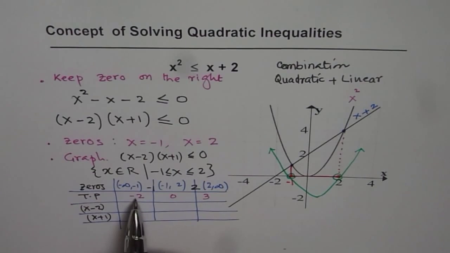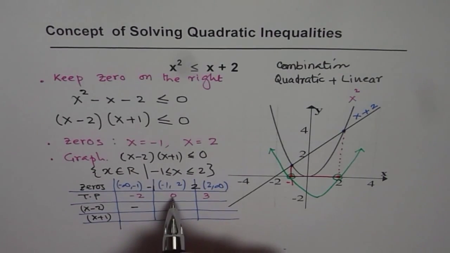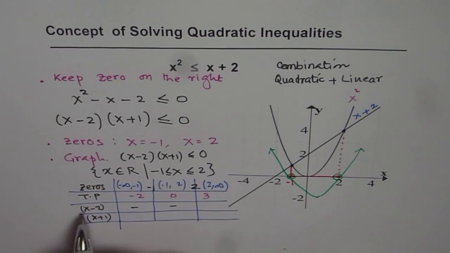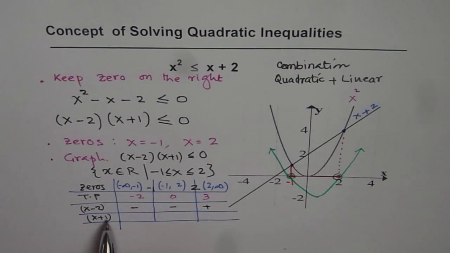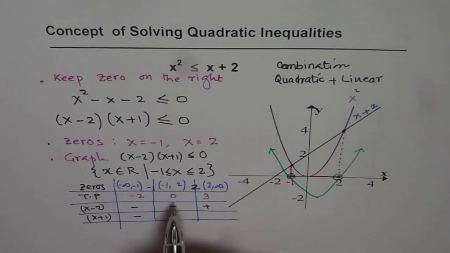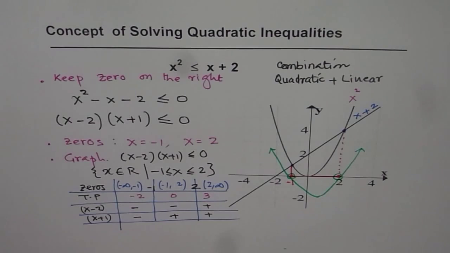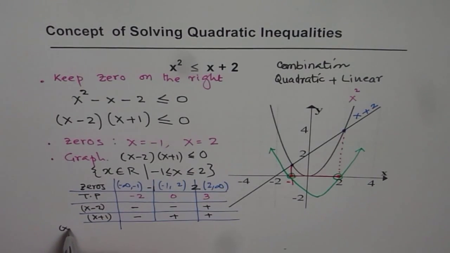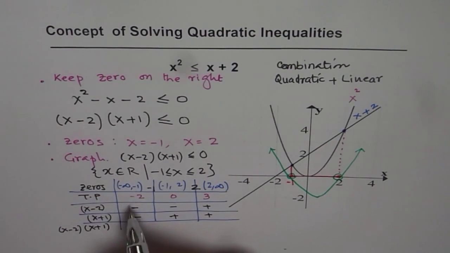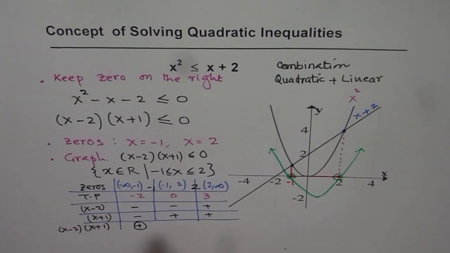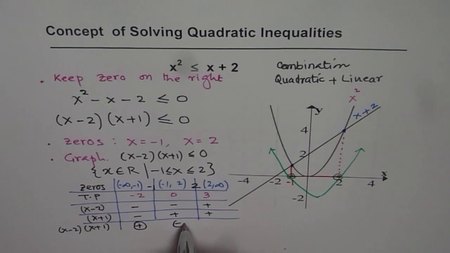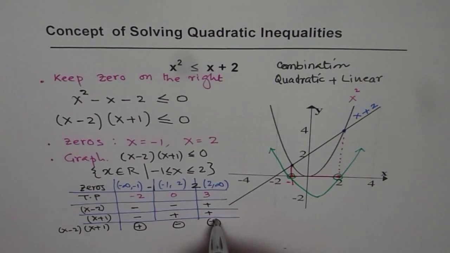If I place -2 here, I get negative. If I place 0, I get negative. If I put 3 here, 3 minus 2 is positive. In the second factor, which is x plus 1, if I place -2, I get negative. With 0, I get +1, which is positive. With 3, I get a positive value. And when I multiply these two, that is to say the function itself, x minus 2 times x plus 1, if you multiply two negatives, you get a positive, right? A negative and a positive will give you negative, and two positives will give you positive.